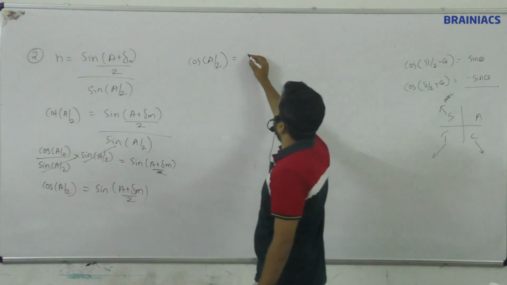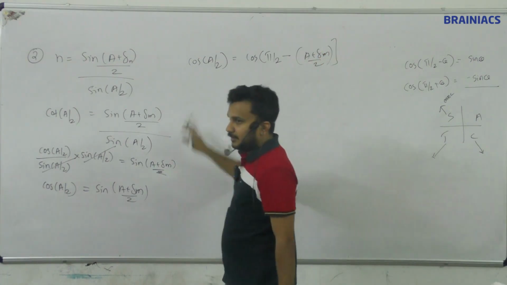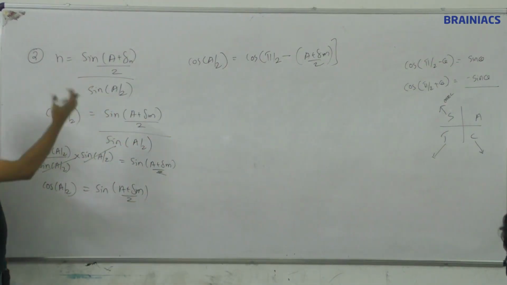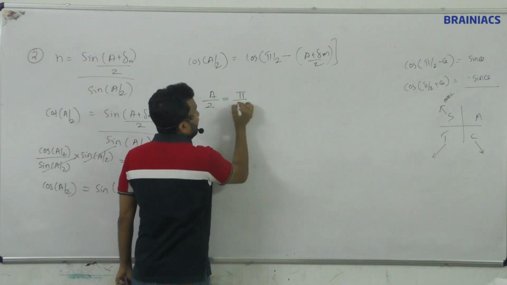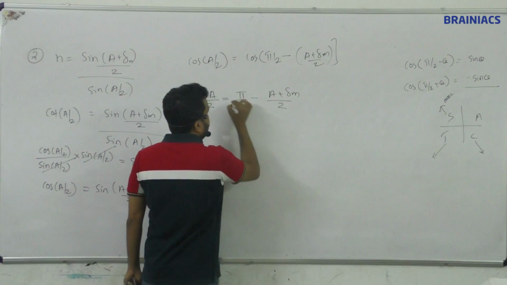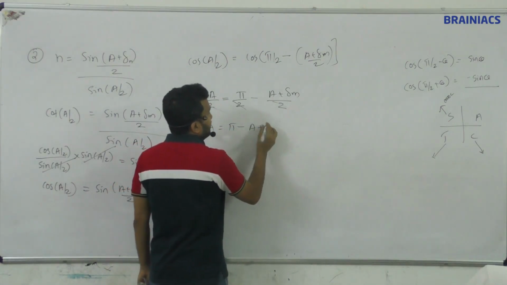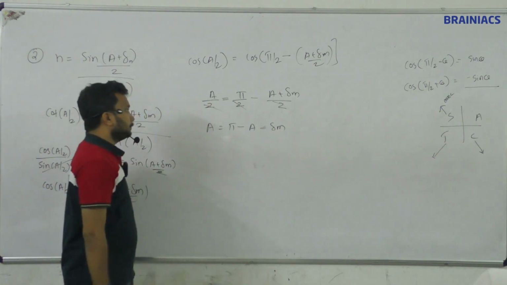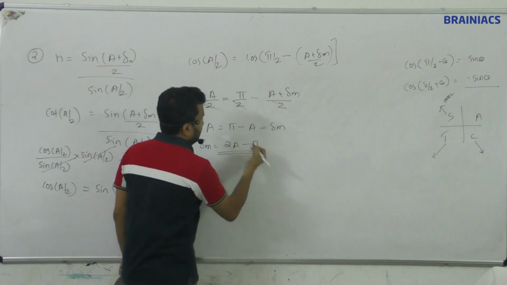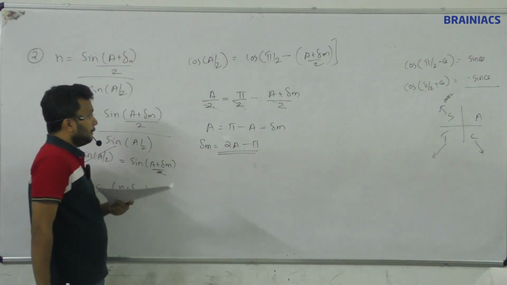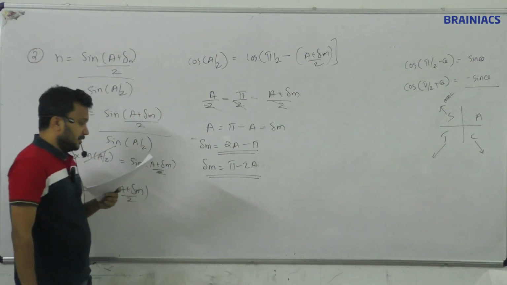So what can I apply? This is positive, so I am changing this to cos of pi by 2 minus (A plus delta m) divided by 2. On both sides, take cos inverse or you can cancel cos. You can equate the angles on both sides, right? Which means A by 2 equals pi by 2 minus (A plus delta m) divided by 2. The 2 cancels. So A equals pi minus A minus delta m, so delta m equals pi minus 2A. Option A will be there.